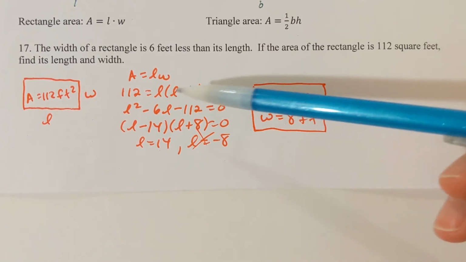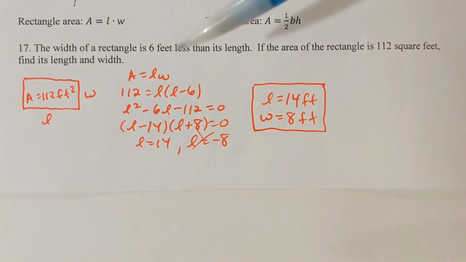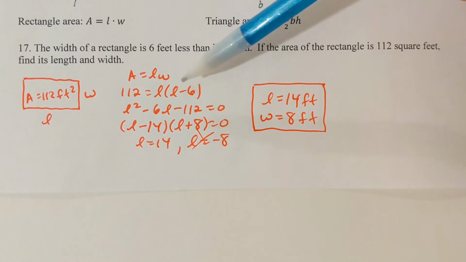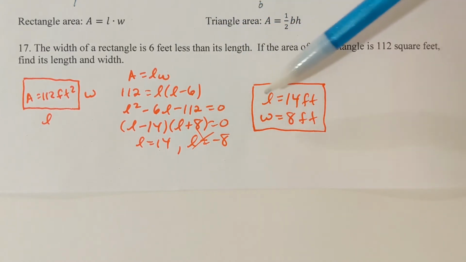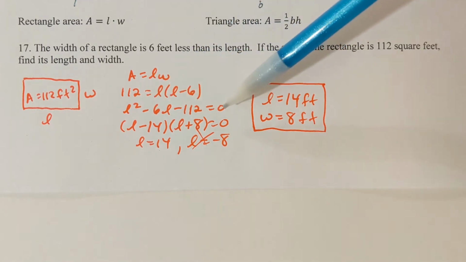Okay, so I would then solve for L. I'm going to distribute L. You get L squared minus 6L. Also, let me subtract 112 from both sides. And I've created this quadratic equation.